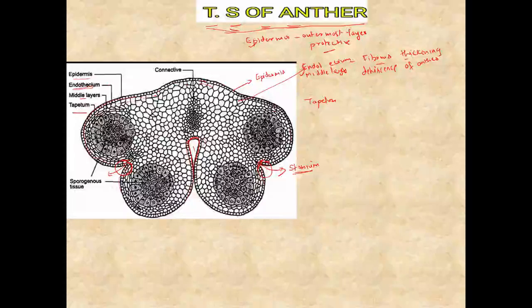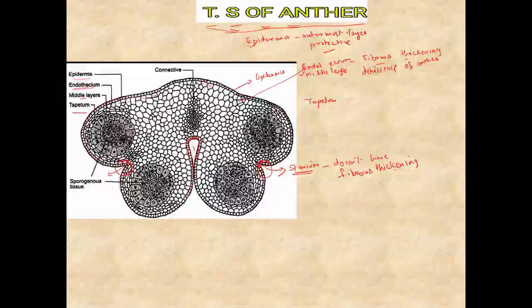So it means stomium does not have fibrous thickening. Clear? The cells present in the stomium do not have fibrous thickening. Then internal to this, so that forms the second layer.